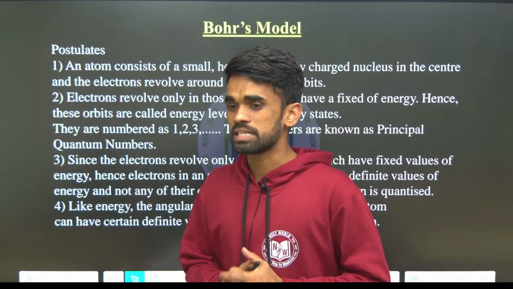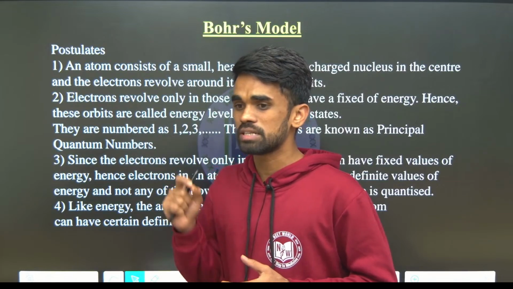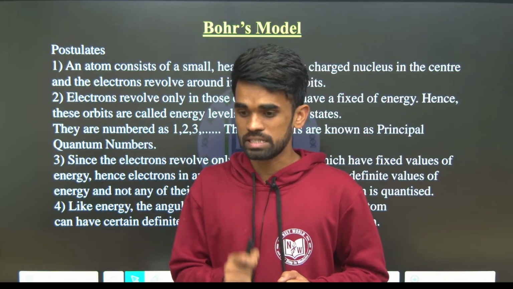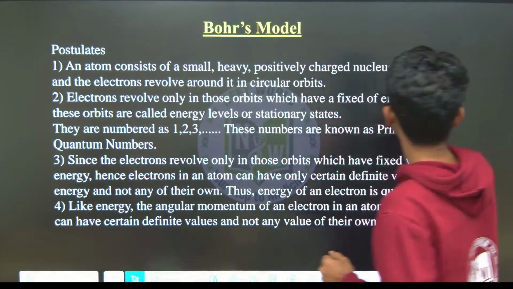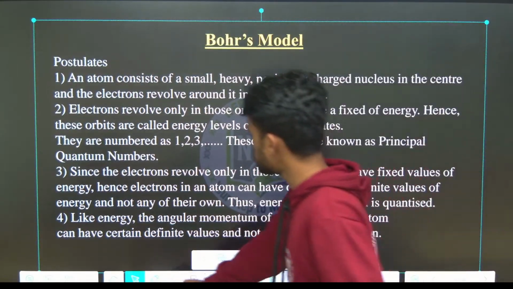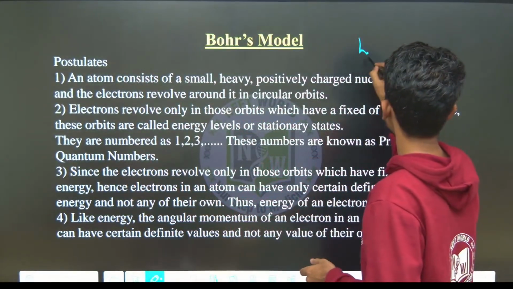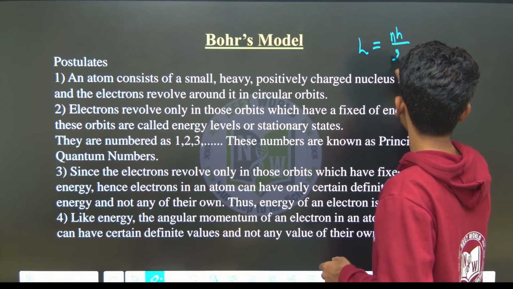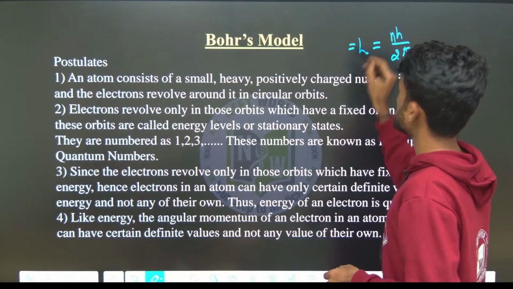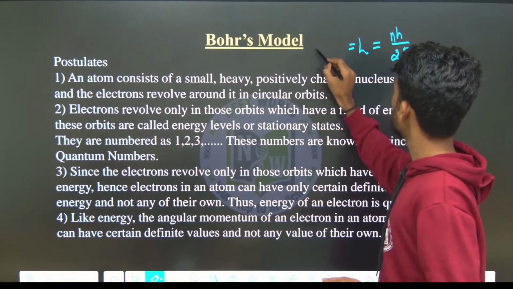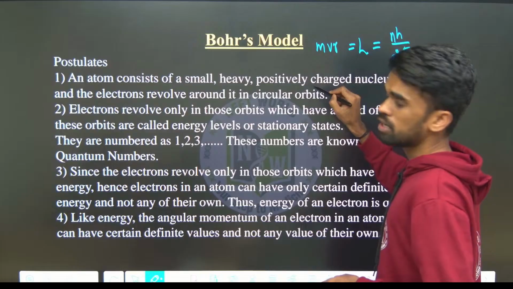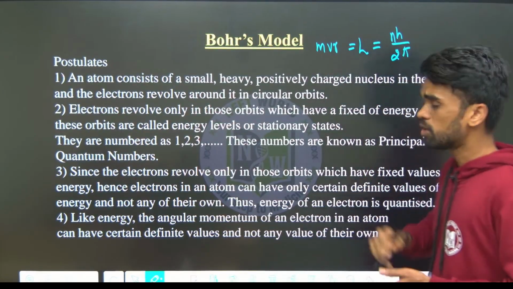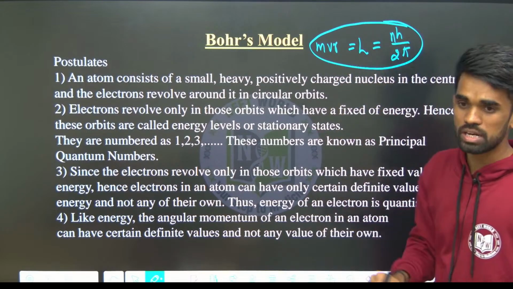Next, only those atomic orbits are allowed whose angular momentum is quantized. Quantized means angular momentum L should be equal to nh by 2 pi. Now again, what is the angular momentum we got? mvr sin theta. Sin 90 is 1, so mvr equals nh by 2 pi. So this is equation 1 we have considered in the last class.